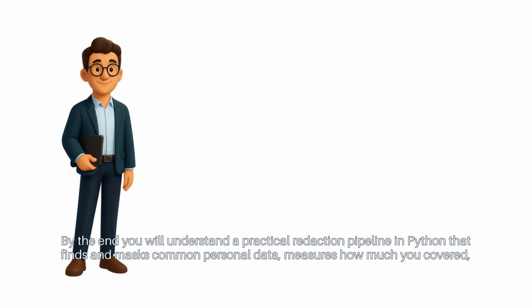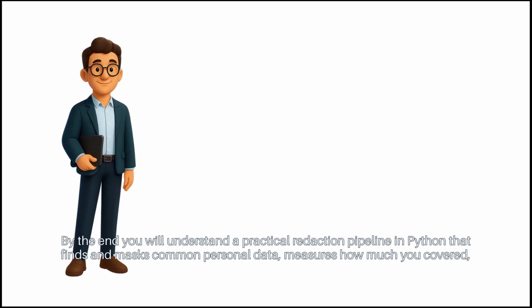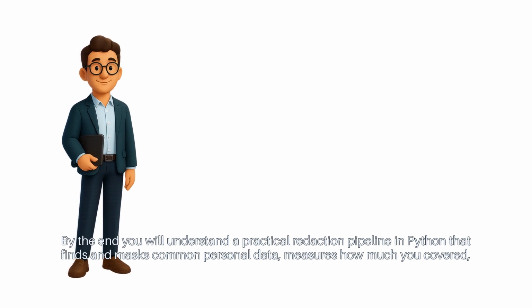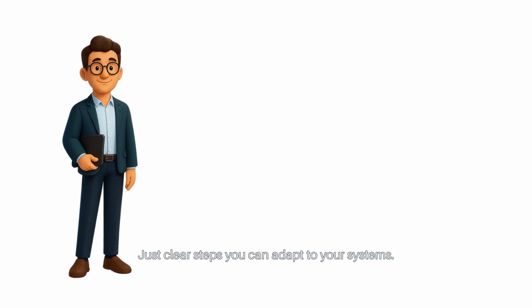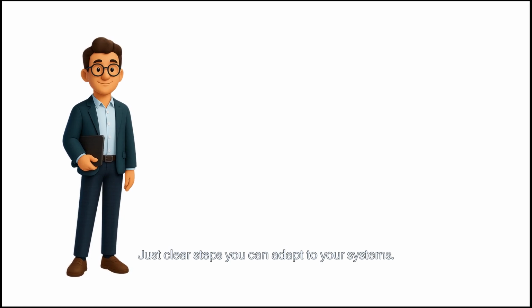By the end, you will understand a practical redaction pipeline in Python that finds and masks common personal data, measures how much you covered, and saves safe logs for analysis. No theory first, just clear steps you can adapt to your systems.